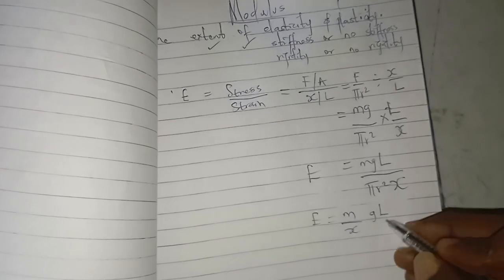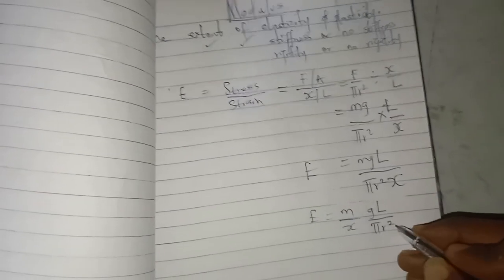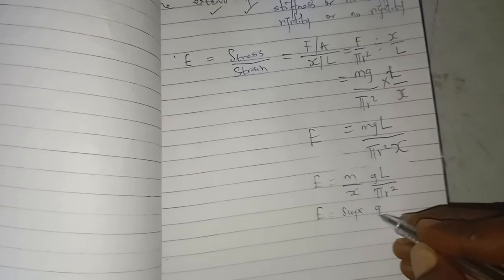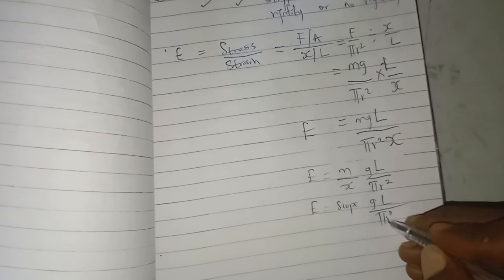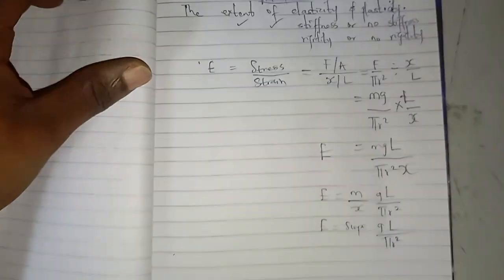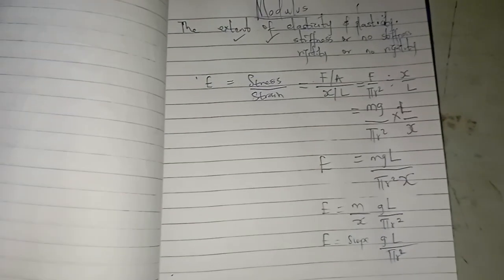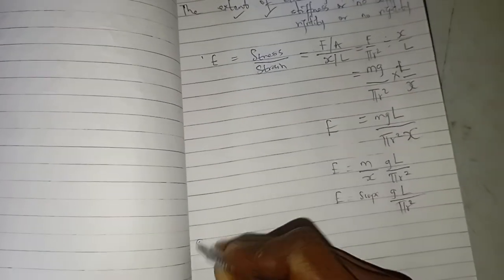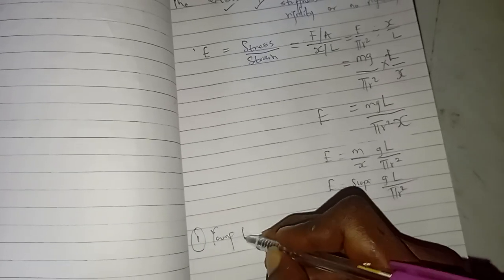You can even have cases where they tell you to plot a slope of mass over extension. Then you now have gL over pi r squared as the slope. So you can see cases like this, different ways. It's all about going through it over and over. But that is not the case here. The case now is to talk about the types of modulus. Under modulus, we have three major types, and I will talk about those three. The first one is what we call the Young modulus.